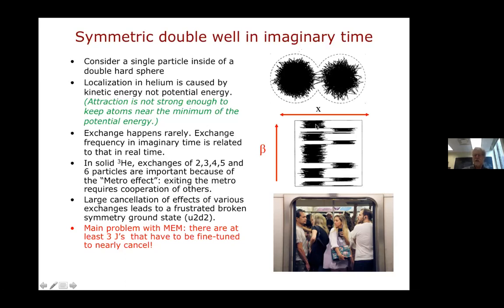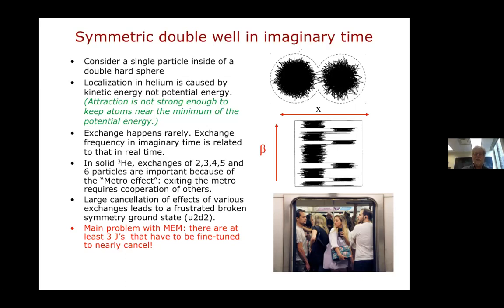Here's a space-time picture of this actual path. This is just an XY plot, and this is X and imaginary time. And you see it spends a long time in one well, and then it crosses to the other well and vice versa. This is actually the model to think about for helium. It's different than electrons would be because of this hard sphere interaction.